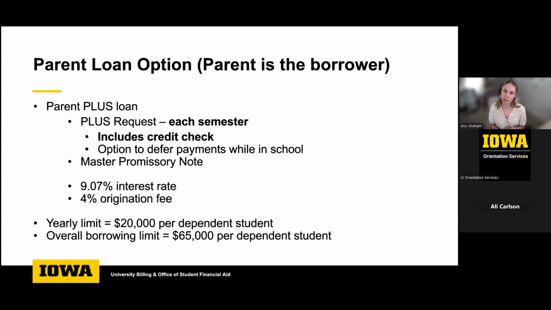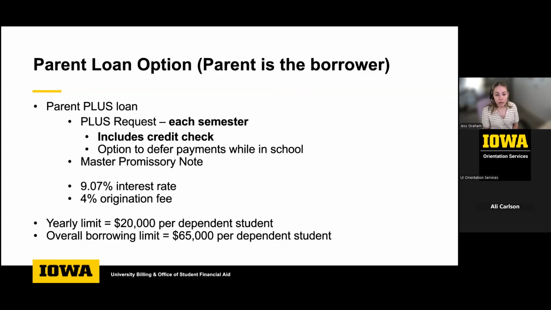When the request is submitted, it does include a credit check. I always like to note that the credit check for a Parent Plus loan is a tad looser than you would think for a private lending company. They're not necessarily looking at factors like ability to pay. They're looking at larger financial circumstances, I guess you could say, such as bankruptcy, for example. Parents, when you apply for the Parent Plus loan, you do have the option on that application to choose to defer making any payments while your student is in school. And the final piece for the Parent Plus loan is also completing your own master promissory note.